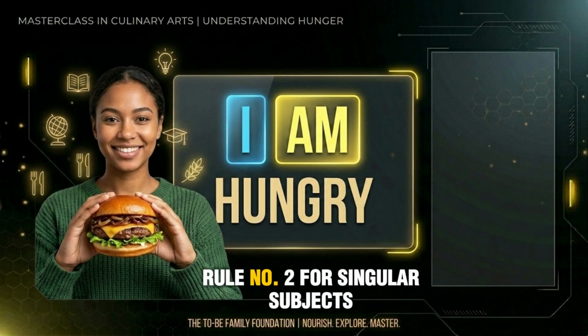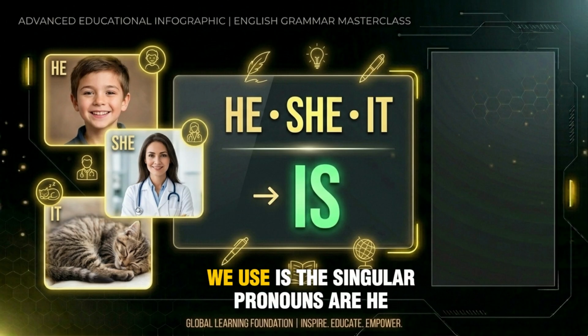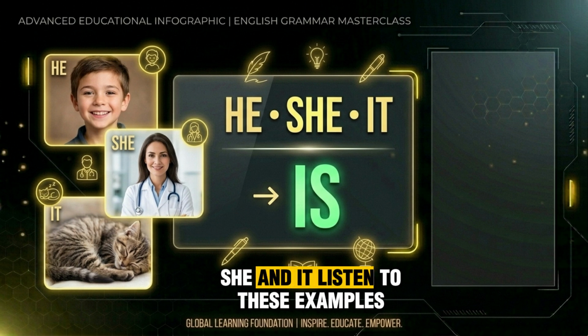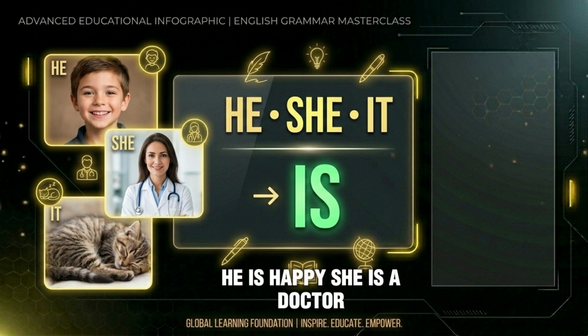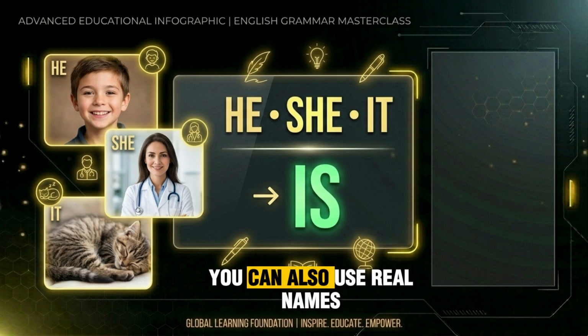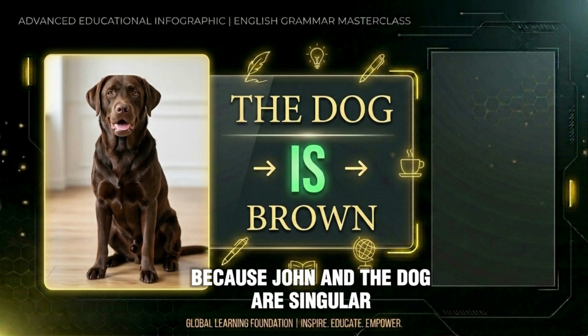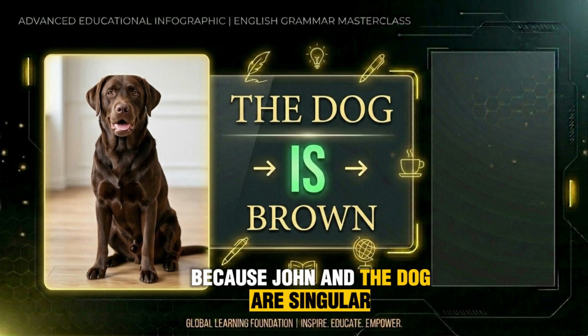I am hungry. Rule number 2. For singular subjects, meaning one person, one animal, or one thing, we use is. The singular pronouns are he, she, and it. Listen to these examples. He is happy. She is a doctor. It is a beautiful day. You can also use real names. For example, John is tired, or the dog is brown, because John and the dog are singular.